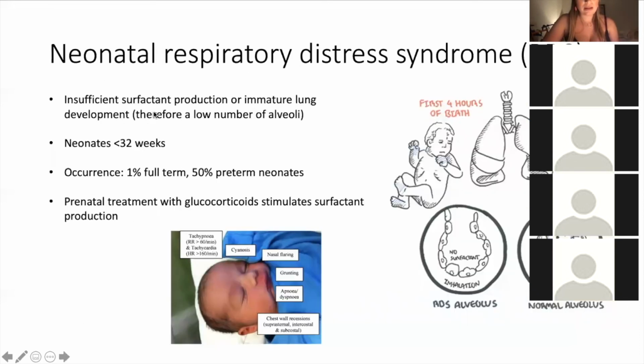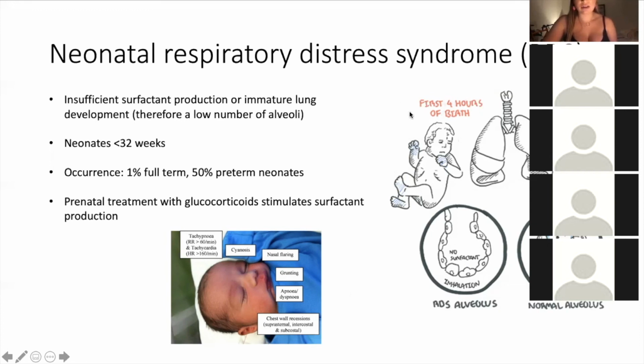So neonatal respiratory distress syndrome. I thought I'd put in a little clinical thing in here as it's quite interesting. It's due to insufficient surfactant production or immature lung development. So they have a low number of alveoli at birth. It usually occurs in neonates under 32 weeks old. So you can see an occurrence, it's only 1% in full-term babies, but it can be up to 50% in preterm neonates. And it is simply due to them not having had enough time to develop their lungs properly, and they've not got really any type 2 pneumocytes to produce surfactant.